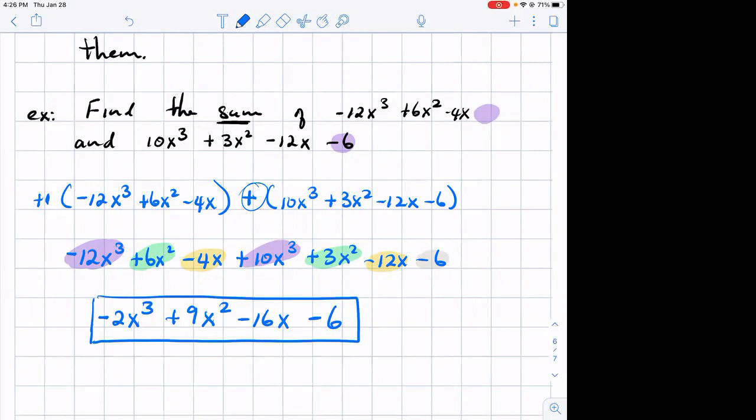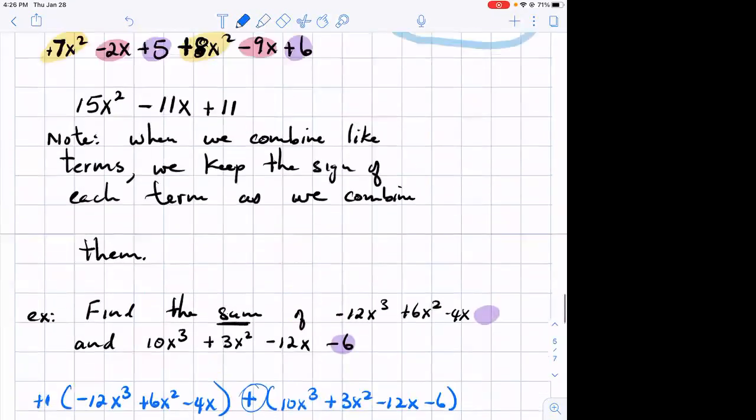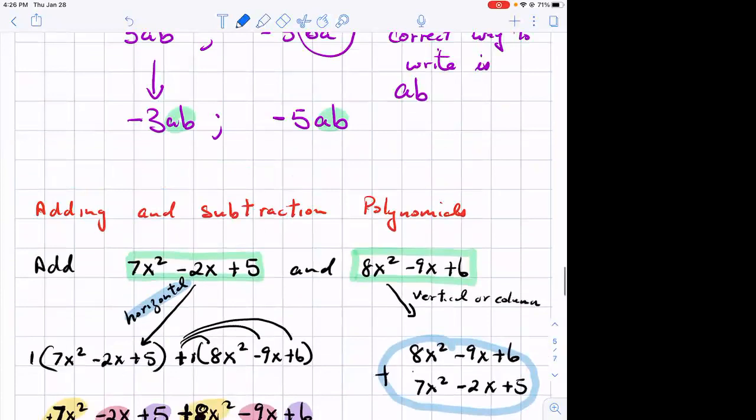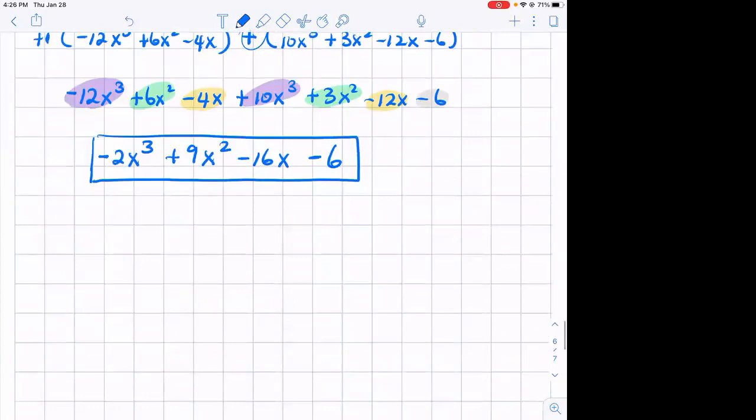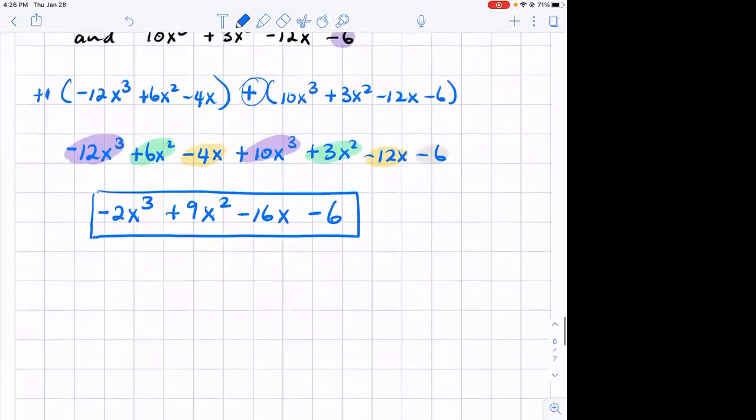Now, we want to look at addition. So basically we've looked at addition here. We also want to look at subtraction. But before we get to the subtraction part, let's look at one more addition.